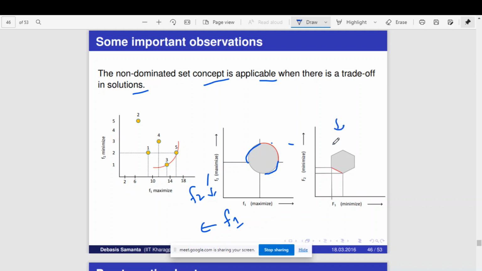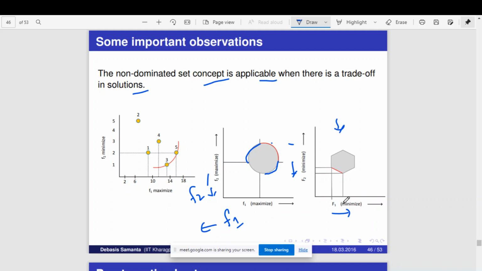Say if the function is like this, right? Now here you want to minimize F1 and minimize F2. So this is the Pareto optimal front. Okay. Because F1 minimum point is this. F2 minimum point is this. So this point is the Pareto optimal. This line is the Pareto optimal front.